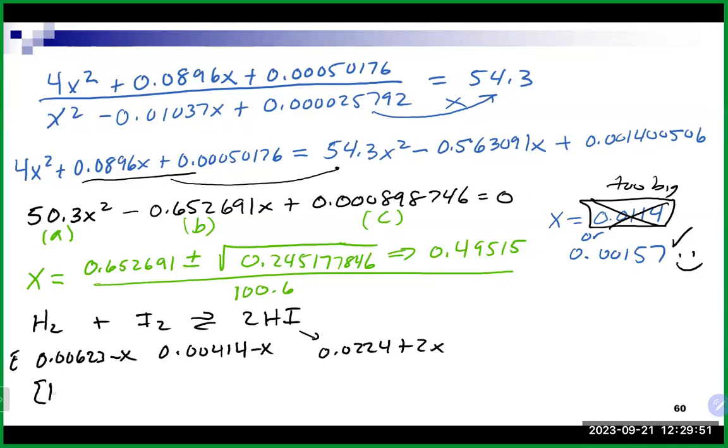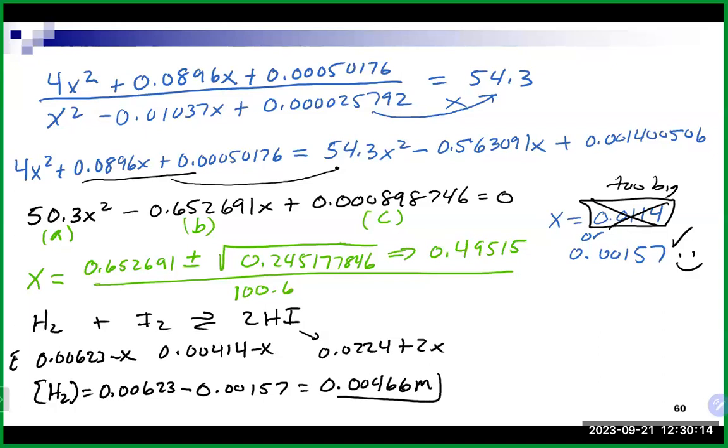Our concentration of H2 at equilibrium would be 0.00623 minus our correct x value, which is 0.00157, getting us 0.00623 minus 0.00157, 0.00466 molar. For our I2, it would be 0.00414 minus 0.00157. And that's going to get us 0.00414 minus 0.00157.